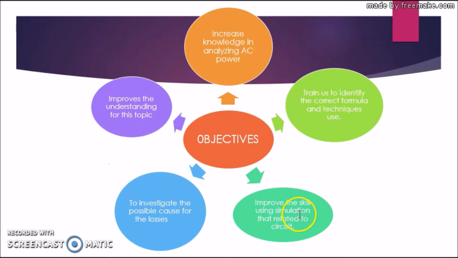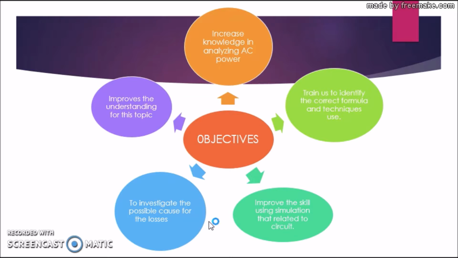Next objective is to improve the skill using simulation that is related to the circuit and to investigate the possible cause for the loss. At the end of the assignment, we will need to compare the calculation and the simulation results. Both results will surely have a few differences, but from there, we will figure out what are the possible causes of the differences.